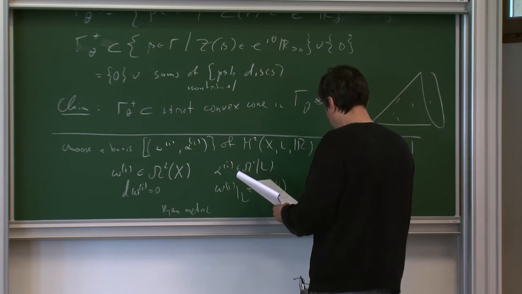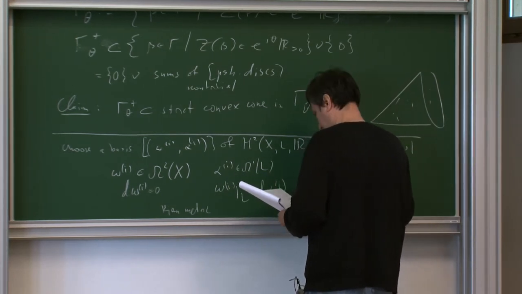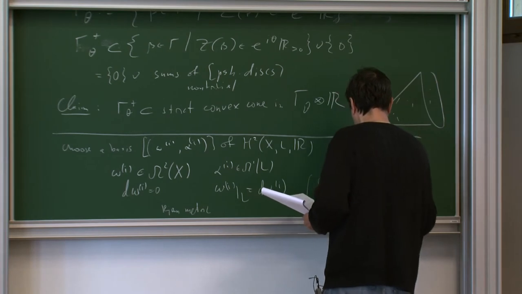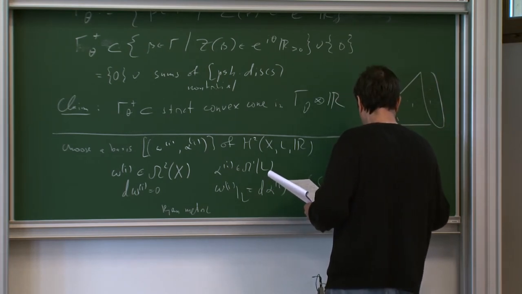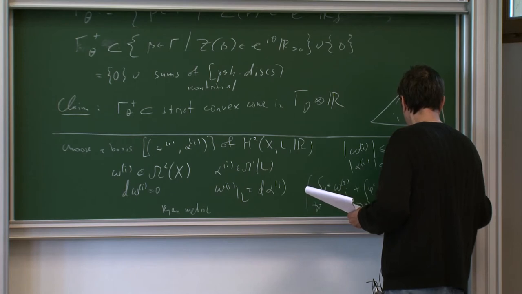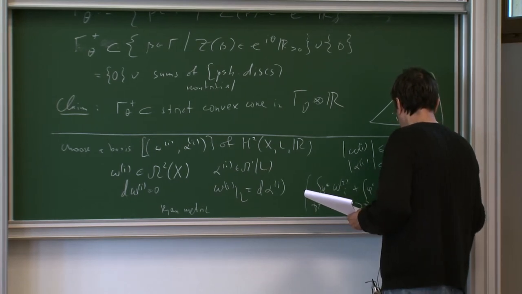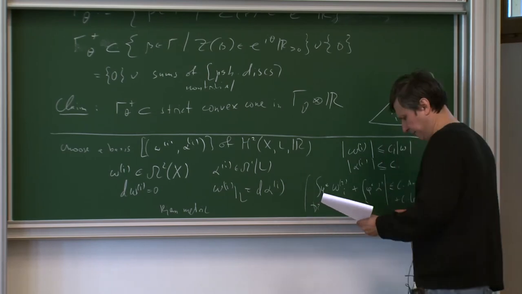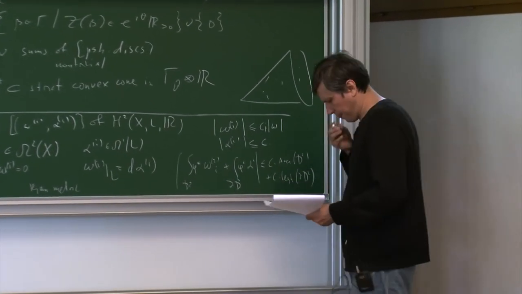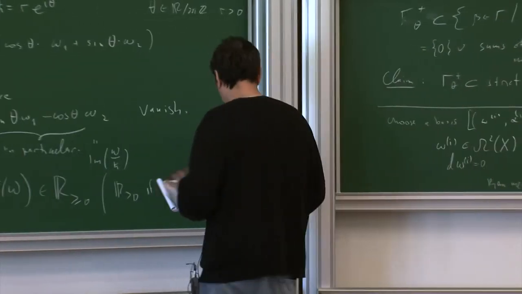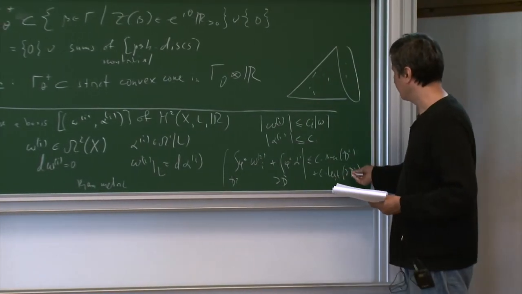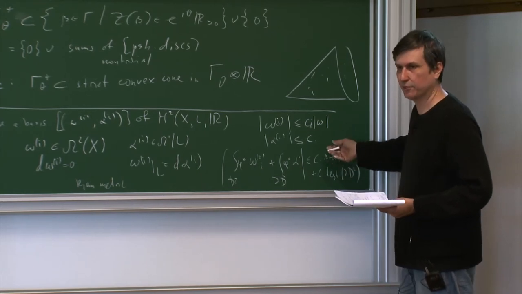And then if you integrate over the disk the pullback of omega I plus integrate over the boundary of the disk the pullback of alpha, what do you get? You get something bounded by the area of the disk, Riemannian area, plus another constant times the length of the boundary. And there is a Gromov inequality saying that for pseudo-holomorphic disks the length of the boundary is bounded by a constant times the area. So this is actually one term.